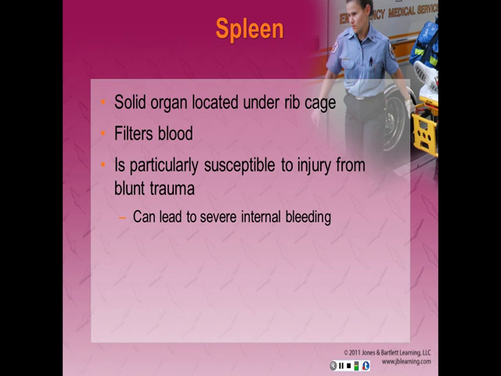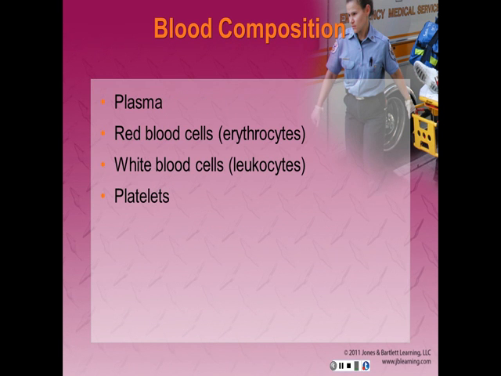The spleen is a solid organ located under the rib cage in the left upper quadrant. It is actually a filter for blood, and worn-out blood cells, foreign substances, and bacteria are filtered here. It is highly vascular and particularly susceptible to injury from blunt force trauma, and this can lead to severe internal bleeding.